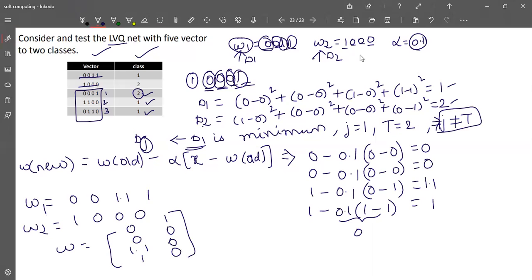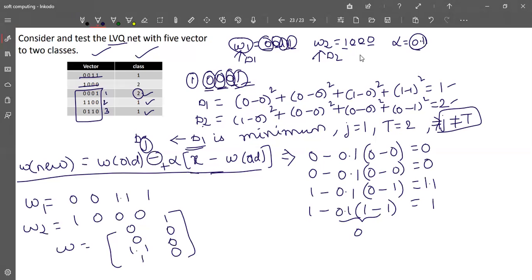This Euclidean distance will be calculated in the same way. And I told you, right, we have to update the weight for both the conditions j not equal to t and j equal to t. So for j not equal to t, this is the formula for updating the weight. In the case in which we get j equal to t, then we simply remove this minus symbol and provide plus. So this will be the formula for updating the weight if we achieve the condition j equal to t.